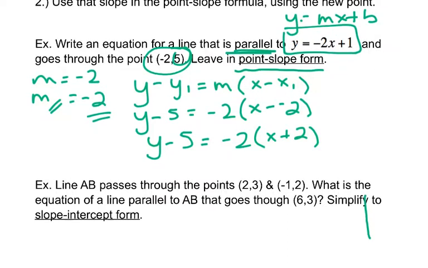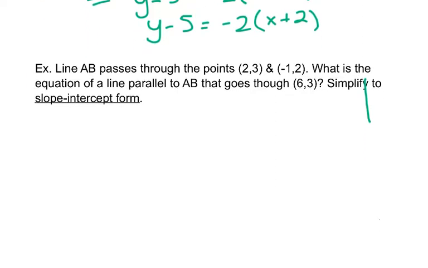All right, our next example says line AB passes through the points (2, 3) and (-1, 2). What is the equation of a line that's parallel to that and goes through the point (6, 3)? So we are given 2 points, and all we really need to do is figure out the slope from there, because we want our line to be parallel to that one and to go through this new point.